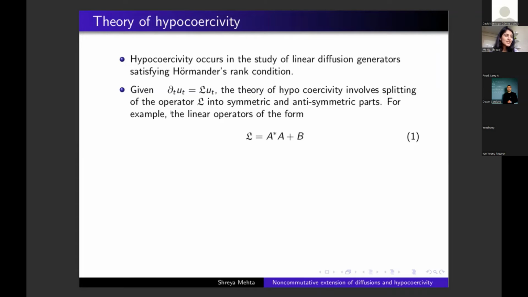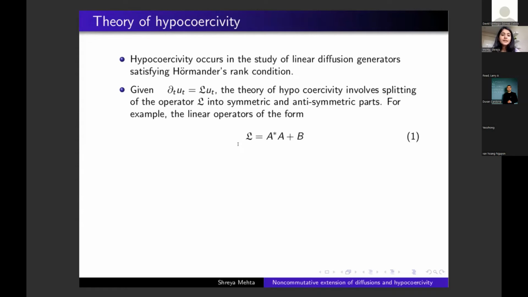But in most cases, this dissipative part is not coercive. That is, it does not admit a spectral gap, but it might have a huge kernel, which is not stable under the action of the conservative part. So in that case, this generator is said to be hypercoercive. So when we are given the system of evolution equations, the theory of hypercoercivity involves splitting of this operator L into symmetric and antisymmetric parts.